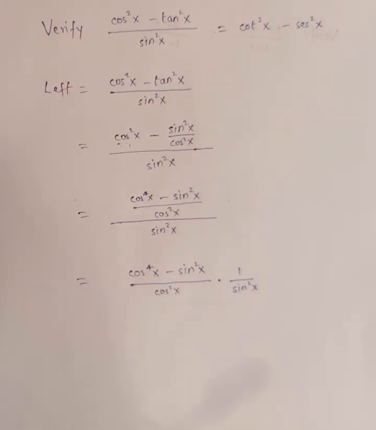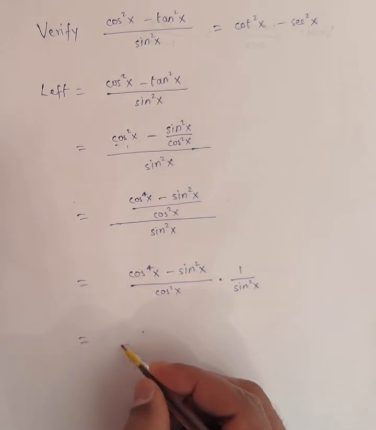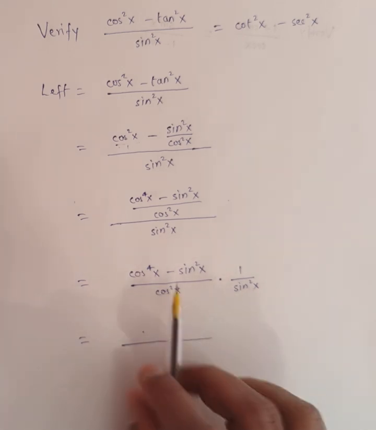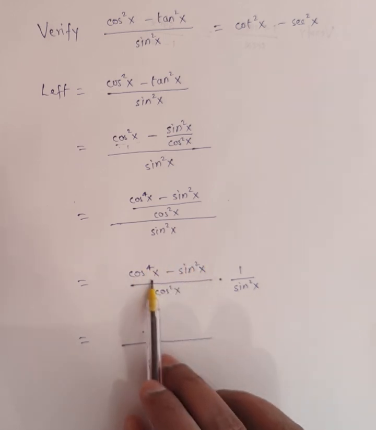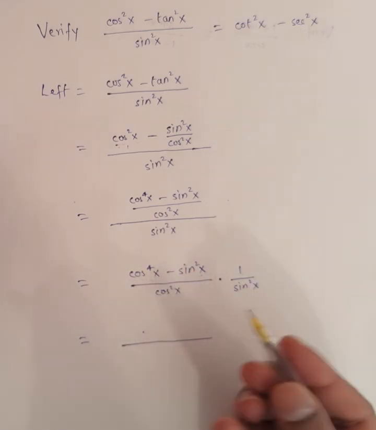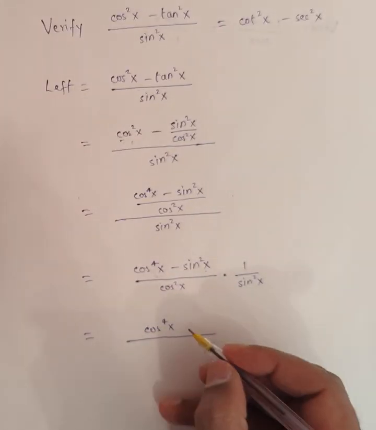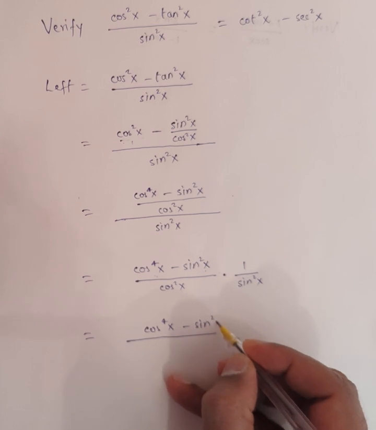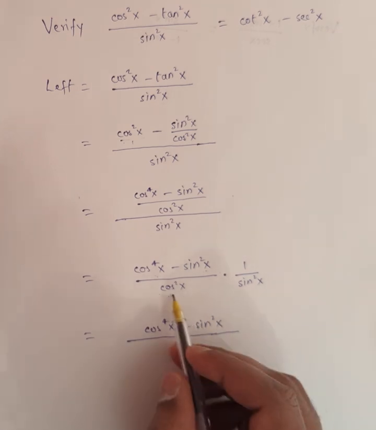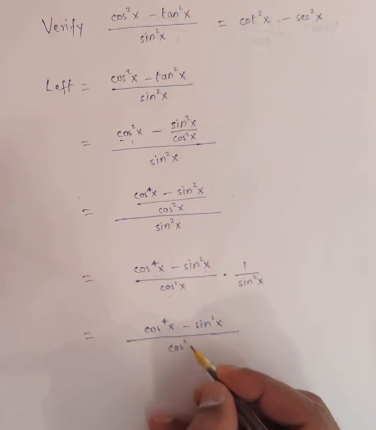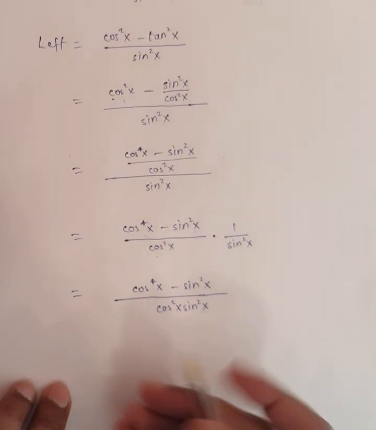And now what do we have? So we have this. To multiply two fractions, you simply multiply the numerators. So I'm going to multiply this cos to the 4 minus sine square with 1. Now, anytime I multiply by 1, nothing changes. So I'm going to have simply cos to the 4x minus sine square x in my numerator. And the denominator is cos square x sine square x. All right, let's keep going.